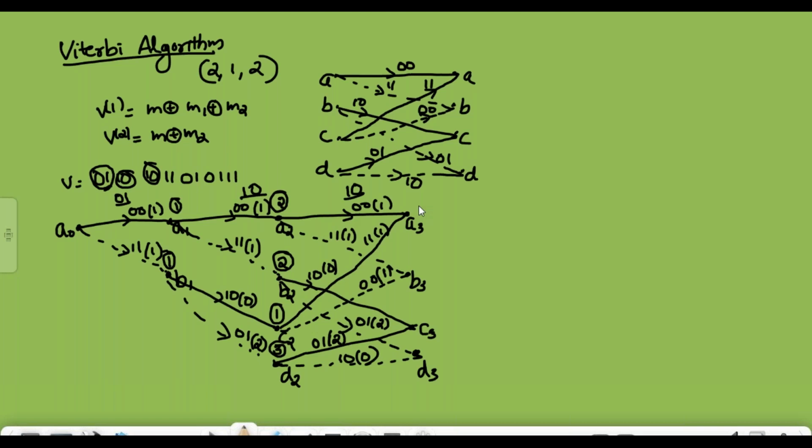Branch metric, then 0 1 here. The branch is 2. First bit is different, second bit different, so the branch metric is 2. Then here also the branch metric is 0.